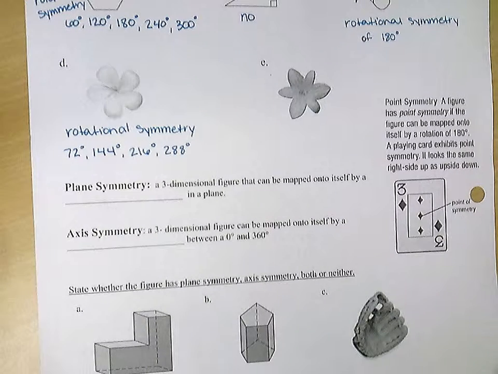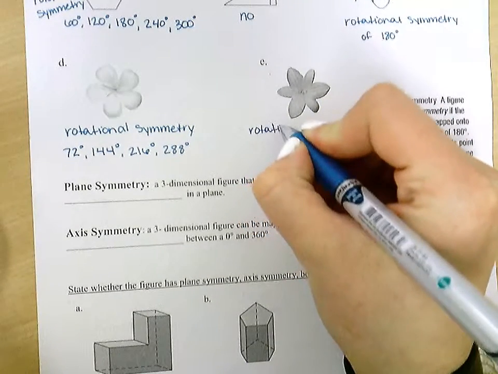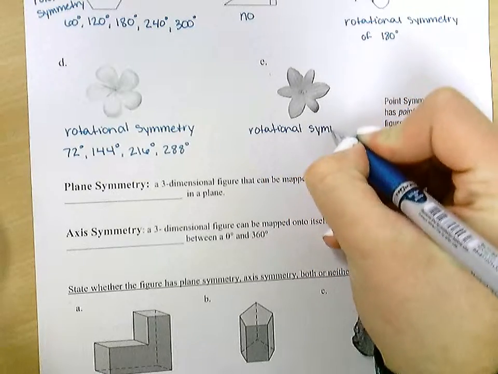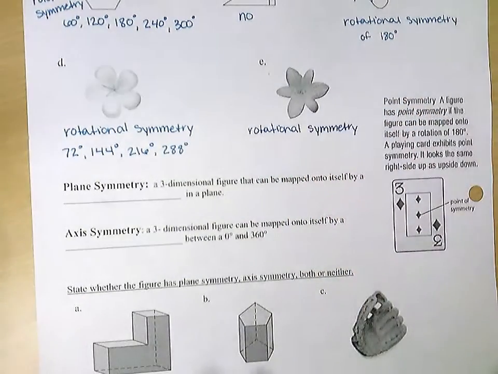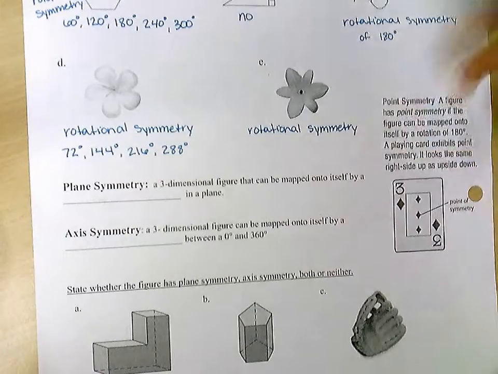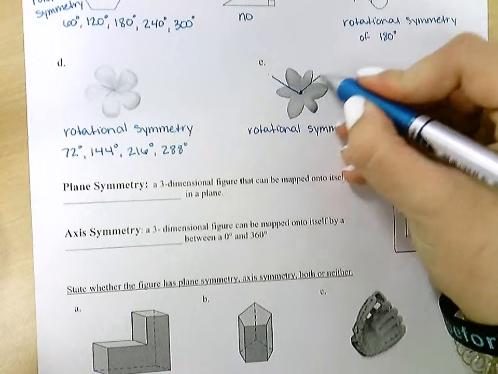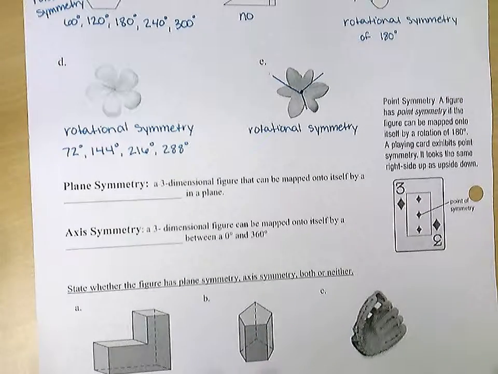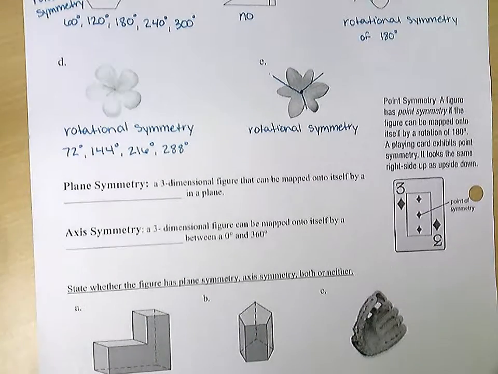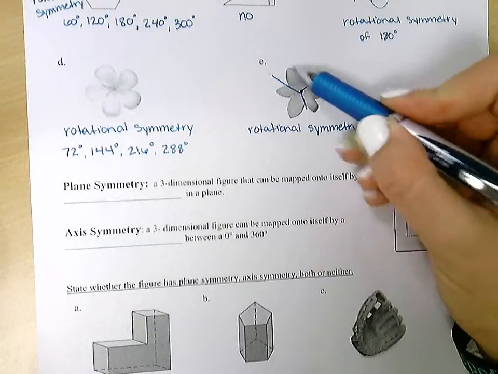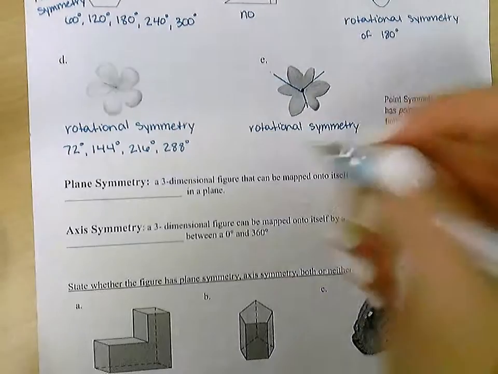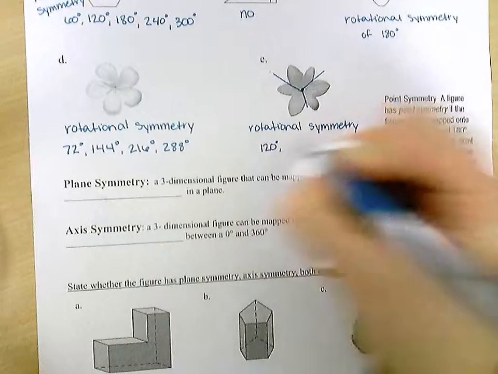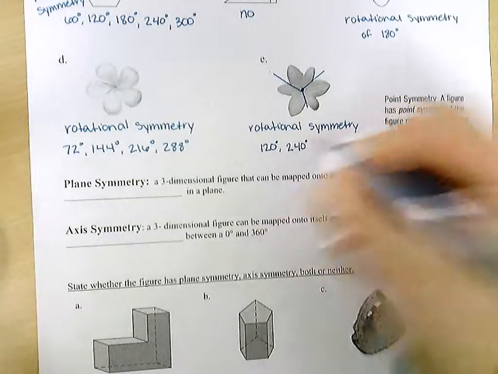Letter E. Does that one have rotational symmetry? Yes? How many sections does it have? Oh, sections. Okay. It has 3 sections here. Okay, so I would take 360 divided by 3, not 6. Okay, you have smaller petals and larger petals here. Okay, so this would be rotational symmetry of 120 degrees and 240 degrees.